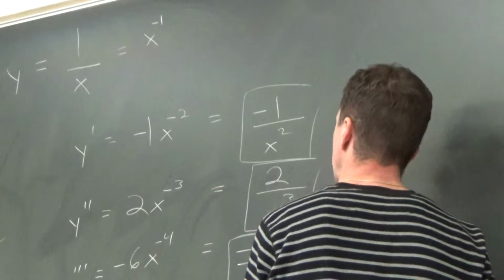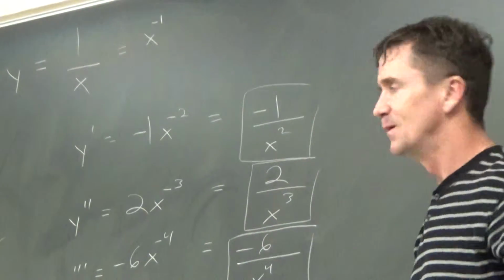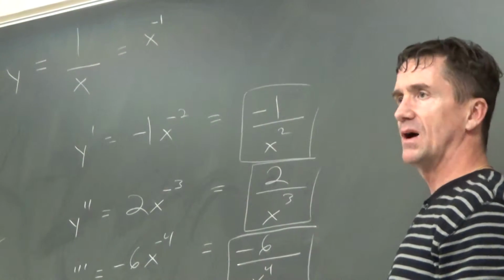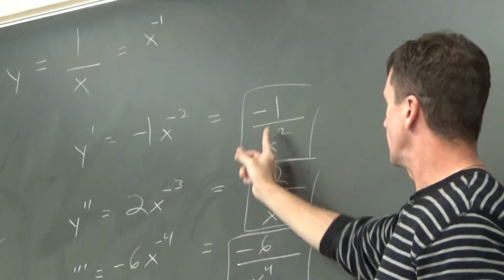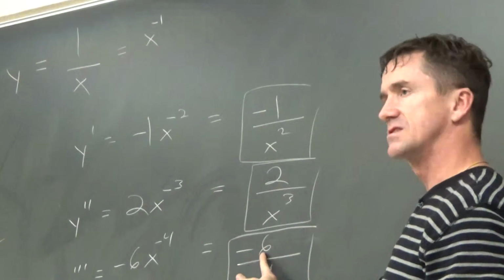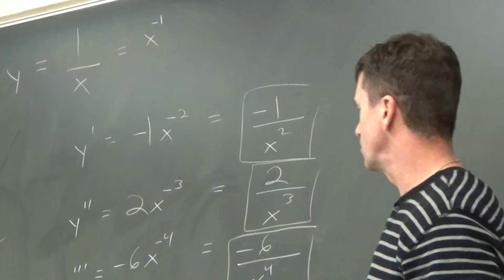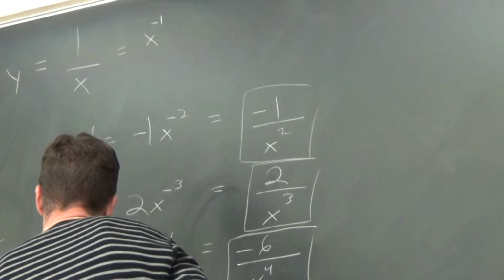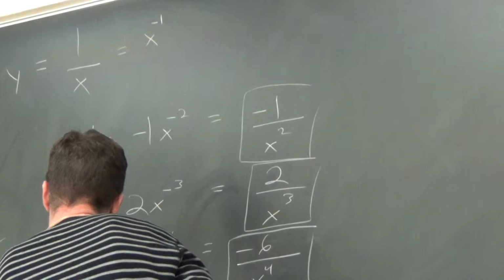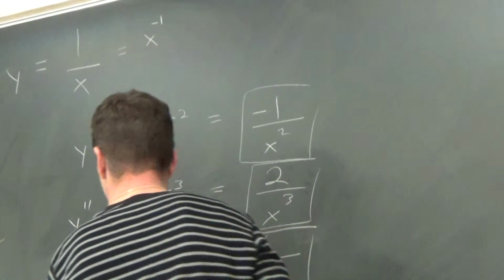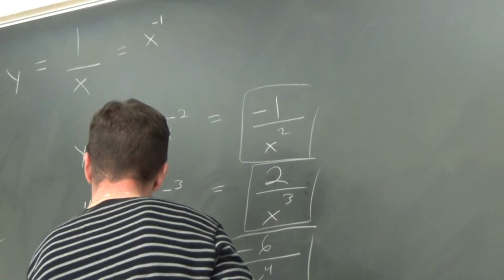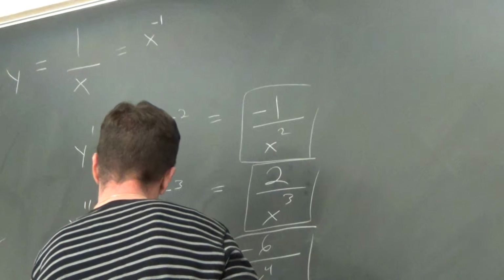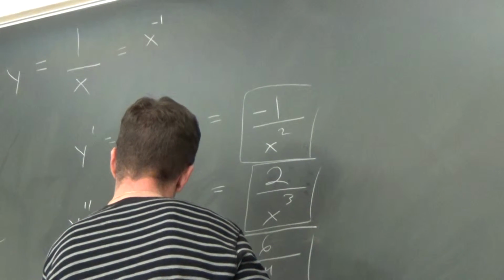First of all, the signs keep alternating. Do you see that? Negative, positive, negative, positive. That was a 1, that was a 2, that was a 6. Let's do one more. 1, 2, 3, 4. So 24. Positive, x to the negative 5.